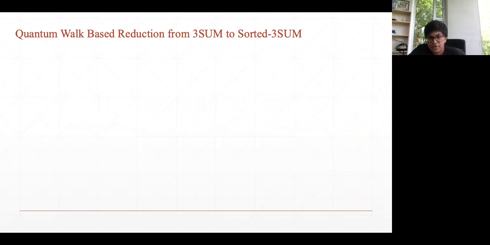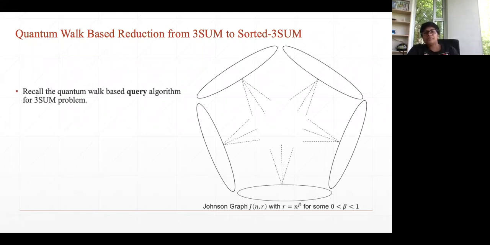Now, let me give you a flavor of that. Also, before I get into it, a tiny disclaimer. This part of the talk, the walk part of the talk, is going to be difficult for people who have not seen quantum walk before. But I'm still going to try and see if I can do any justice to that. So let's look at this quantum walk-based query algorithm for the threesome problem.